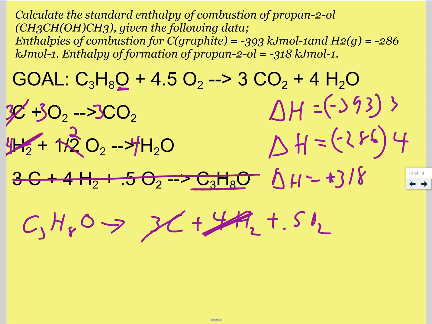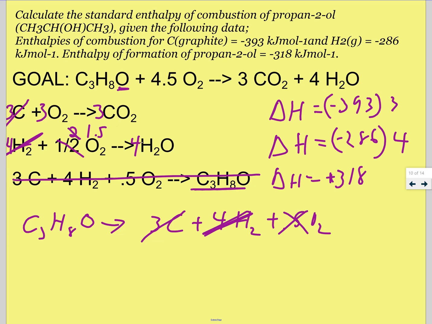We have 5 O2s on the left side, but we only need 4.5. Oh, there's a half, so now we've got 1.5 there, so that will add up to 4.5, so that's good. And now hopefully everything works out. We've got 4 waters. We've got our propane-2-ol on the left side. We have 4.5 oxygen molecules on the left side. We have 3 CO2 molecules on the right side, and we have our 4 waters.